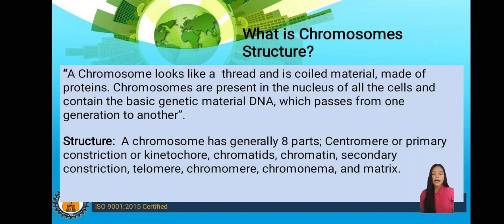So, from that definition, nalaman natin na ang chromosome ay nakikita sa nucleus of the cells and it contains the genetic material DNA which is nagpapasa from one generation to another generation. Passed from parents to offspring, DNA contains the specific instructions that make each type of living creature unique.